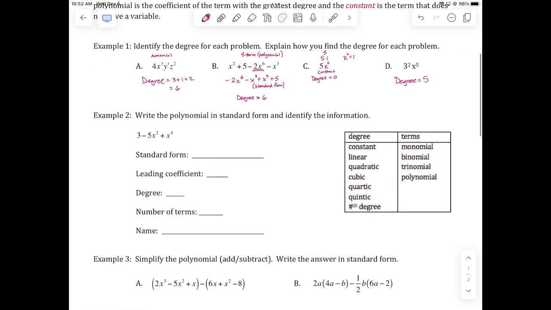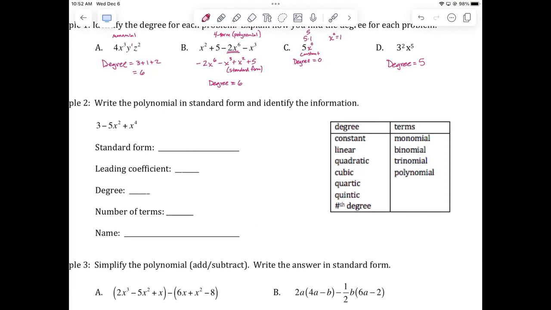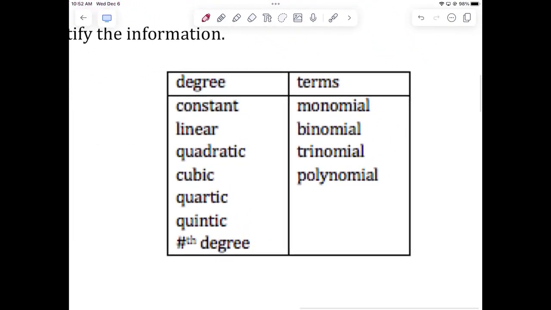All right, let us review some more. Write the polynomial in standard form. You had a question on the test that asked you to name the polynomial. When you name a polynomial, you name it 2 ways, by the degree and by the number of terms. So like a quadratic trinomial, a cubic binomial, a quartic monomial, whatever, or a 4-term polynomial, whatever the case may be.